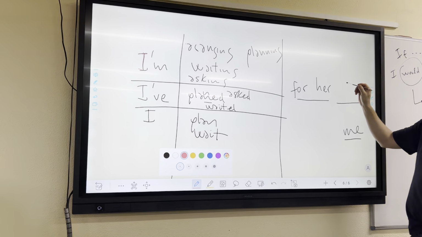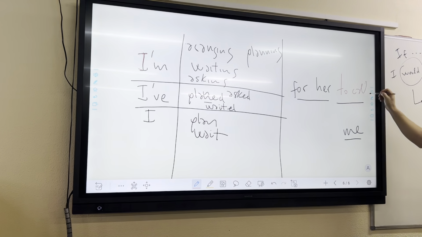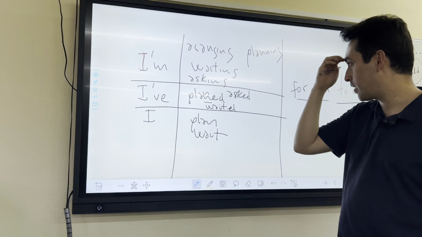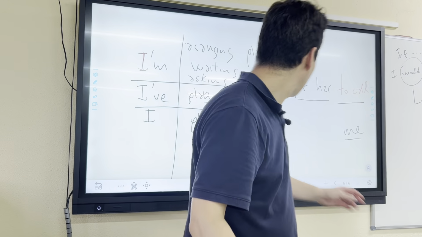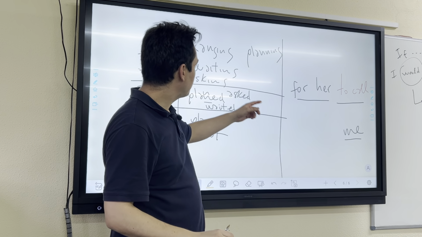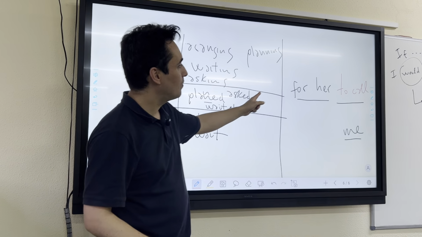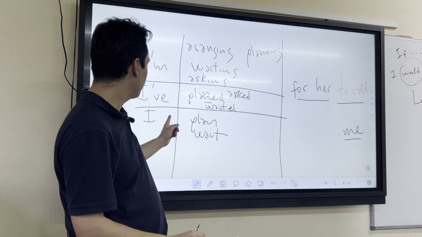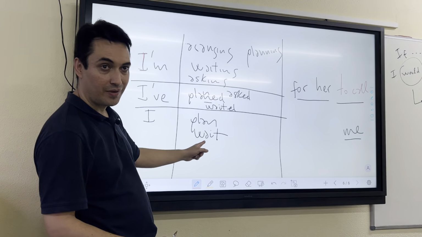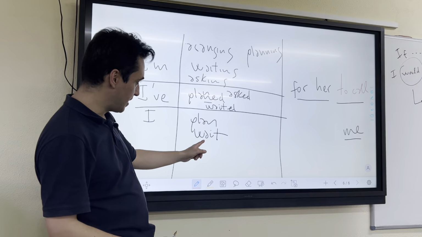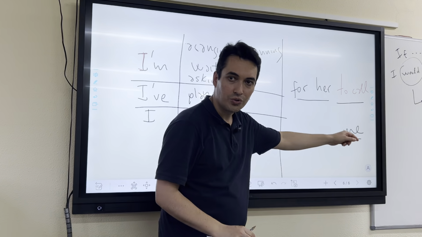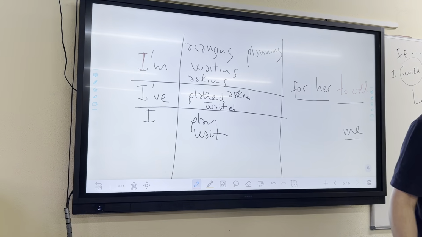I'm waiting for her to call me. I'm asking for her to call me. I'm arranging for her to call me. I have planned for her to call me. I wait. Any possibilities? Okay, yeah. I wait for her to call me. Yeah. Every possibility is okay.